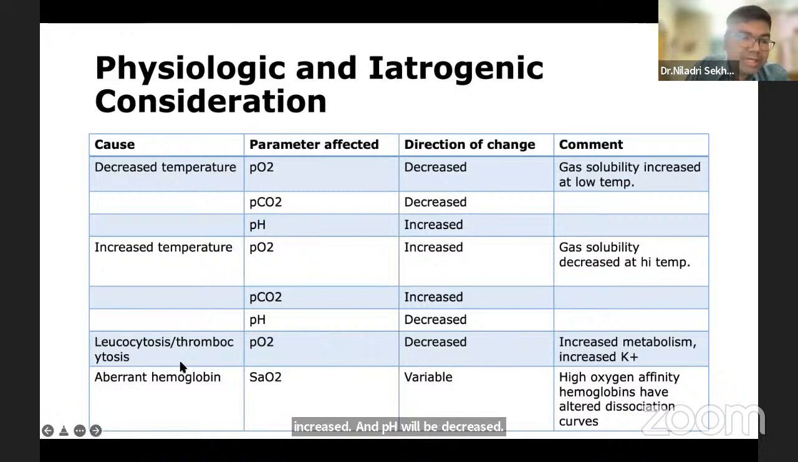If you have a very high cell count, for example a patient with acute leukemia, that amount of cells will metabolize the oxygen present inside the sample, and they can have low PO2. In those scenarios, you have to check the blood gas as soon as possible. And sometimes if there is aberrant hemoglobin, for example if you are suspecting methemoglobin, in all those situations your saturation might be variable, because the oxyhemoglobin dissociation curve is different in case of methemoglobin.